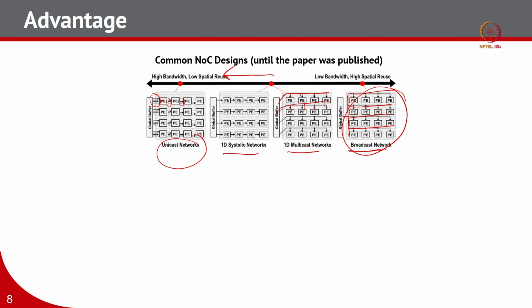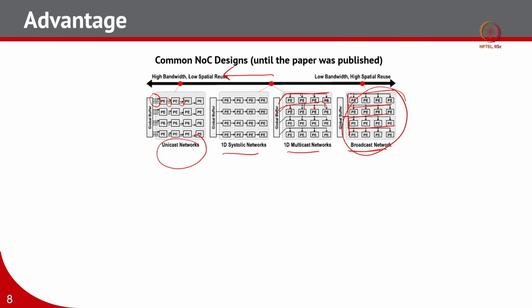Now, both are bad in a way. Low bandwidth with high spatial reuse is bad because the bandwidth is low. On the other hand, high bandwidth with low spatial reuse is also bad because the reuse is bad. When we say reuse is bad, that means the same data may need to be computed again and again, right.